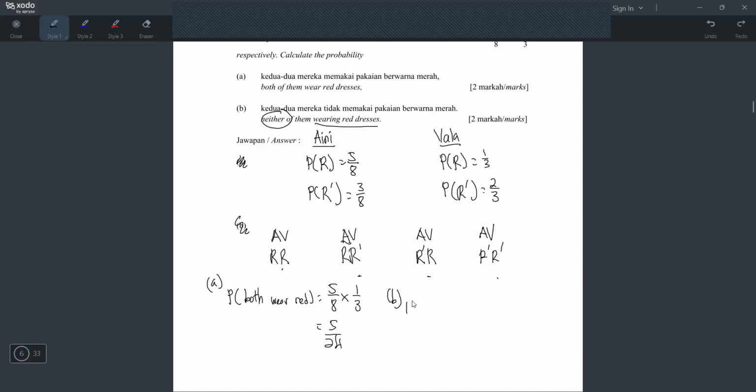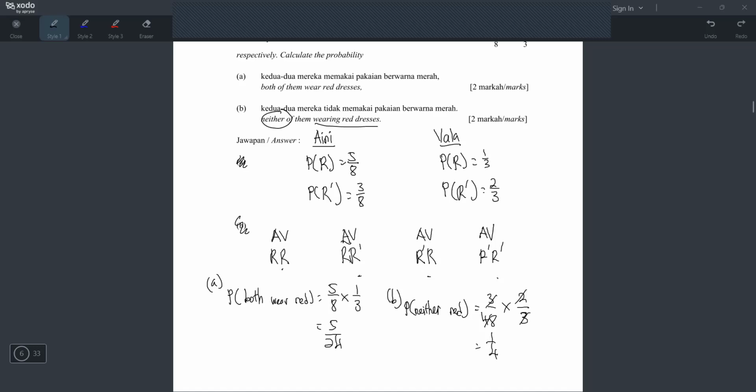So I have to write probability neither red. Neither red means both do not wear red. So obviously we do only this one. So if we do this one, how? It's Aini red prime's probability multiplied by Vala red prime. So Aini red prime is 3 over 8. Vala red prime is 2 over 3. Alright, so can you cancel? You get 4 here. So 1 over 4. So the answer for B is 1 over 4.